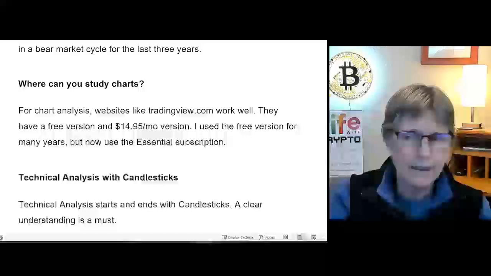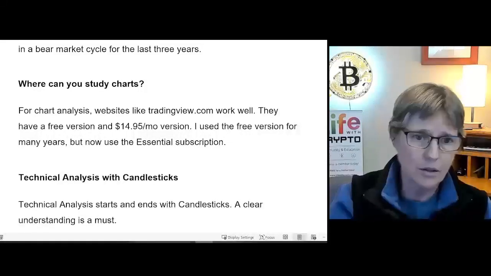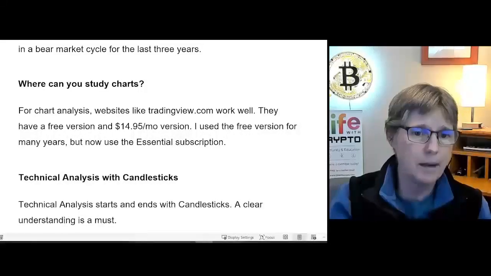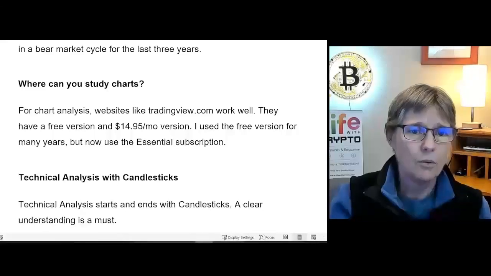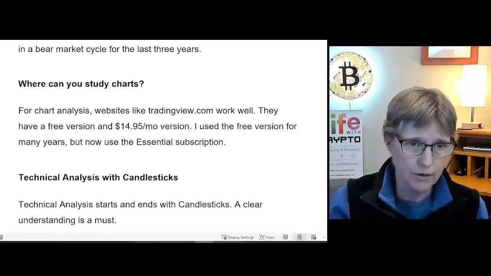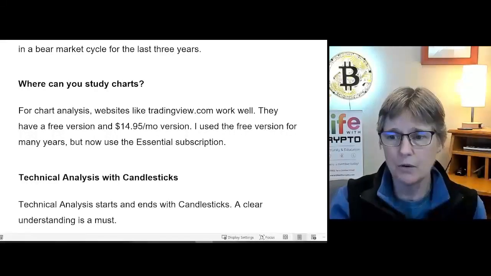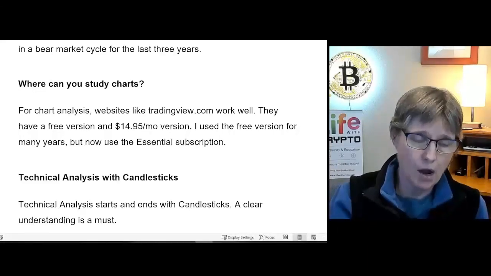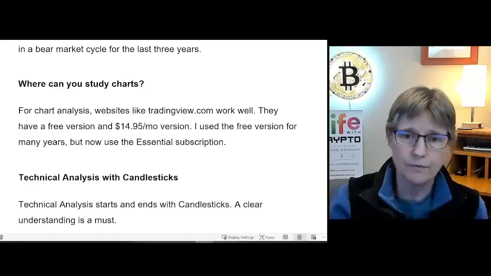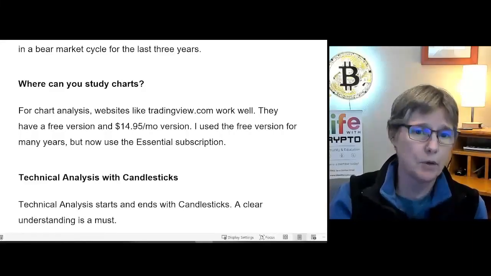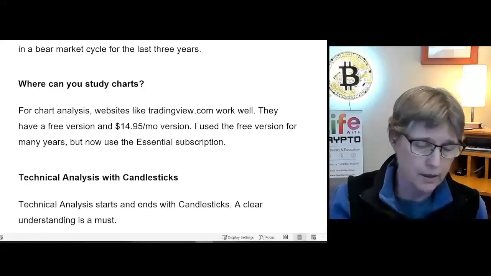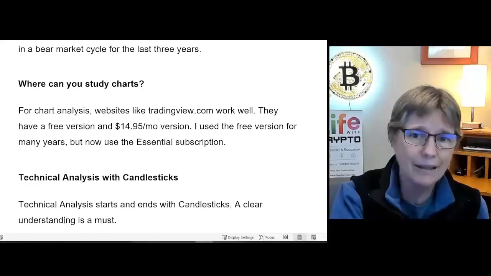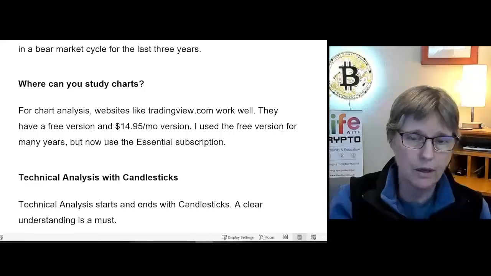So this training today is about technical analysis, and specifically it's about candlesticks. Where can you go study charts? There's a few places you can do it for free. You can use tradingview.com, which is the one that I like. It works very, very well. It is what most crypto traders use, and a lot of non-crypto traders. There's a lot of people in the stock market and the Forex that use TradingView.